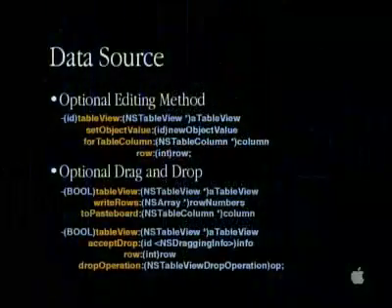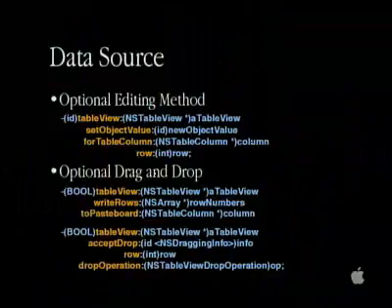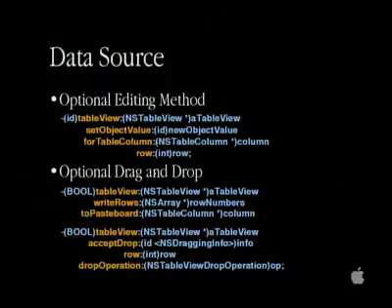Okay, now say you also want to be able to edit the cells in your table. There's another method you would implement in your data source, which is similar to the get style object value, except that this one is a set object value. So when an object value changes, you'll be sent the table view set object value for table column row message. The object value you're sent is the new object value of the cell, and it's up to you to store this in your data store so that the next time it asks you for the object value, you return that new object value.